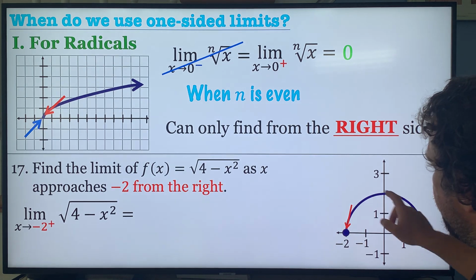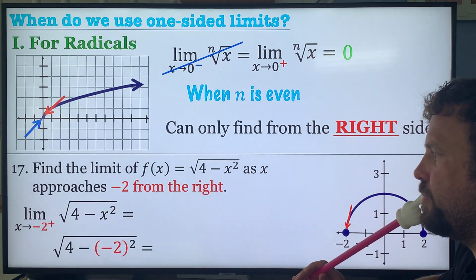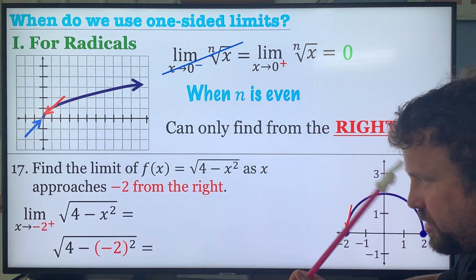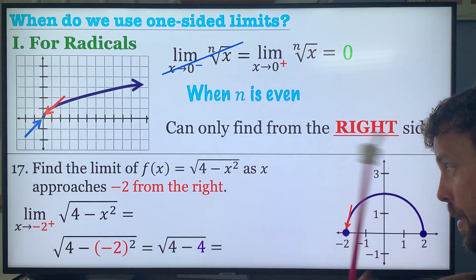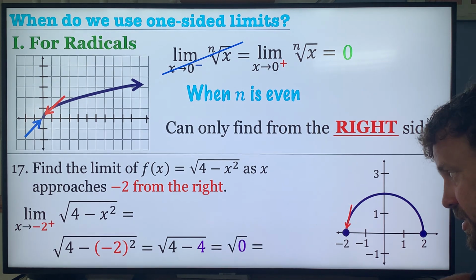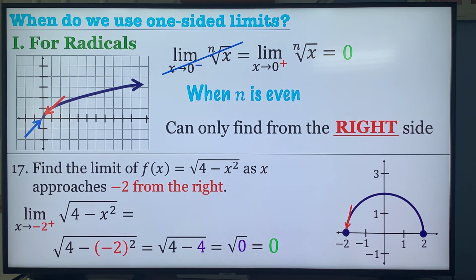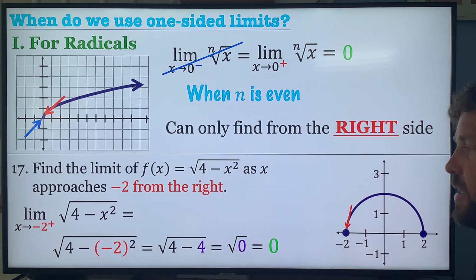Because we know there's a value here, you can actually plug 2 right in there. You're going to 2 and just a little bit extra, but you can plug 2 in to see. When you square a negative number, it becomes positive. So 4 minus a positive 4. 4 minus 4 is 0, and the square root of 0 is 0. So the limit is 0. From the left, it doesn't exist because you can't have anything from the left.